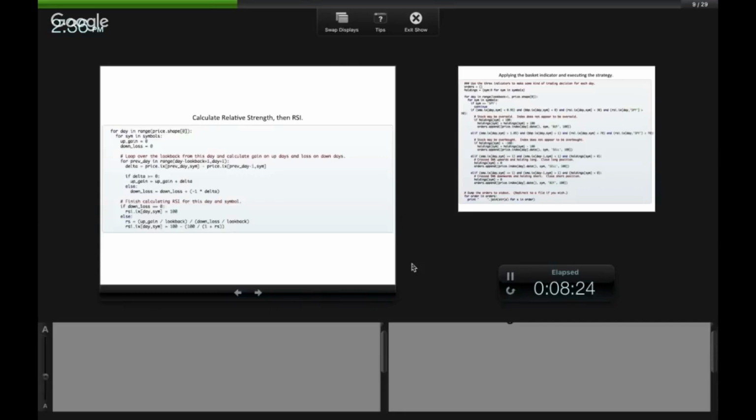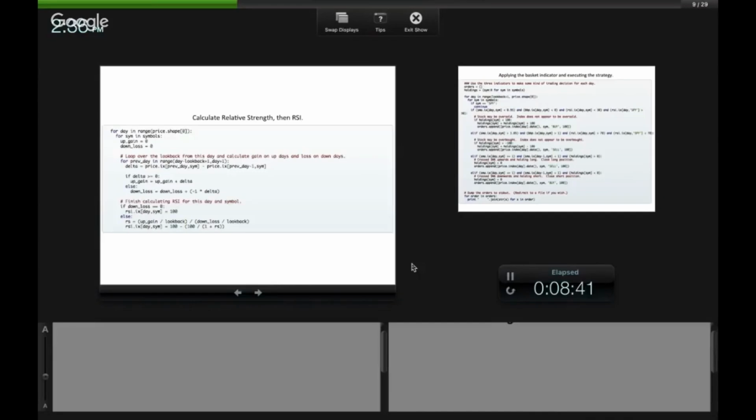The last one, relative strength, is very straightforward. Loop over all the days, loop over all the symbols, loop over the look back period. Here what I need to know is I have to look at each day in the look back period and the day before it to see if the price went up or down between those 2 days.